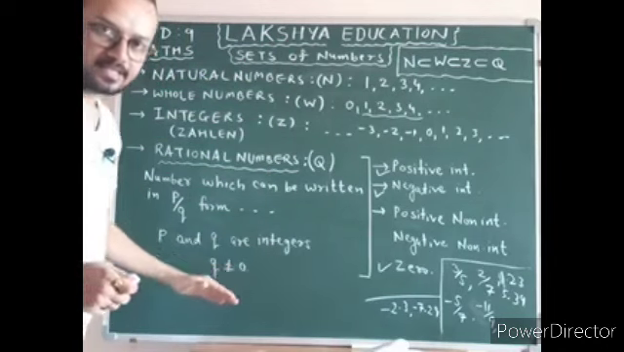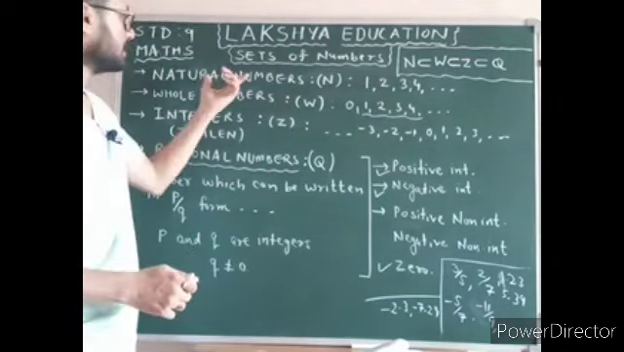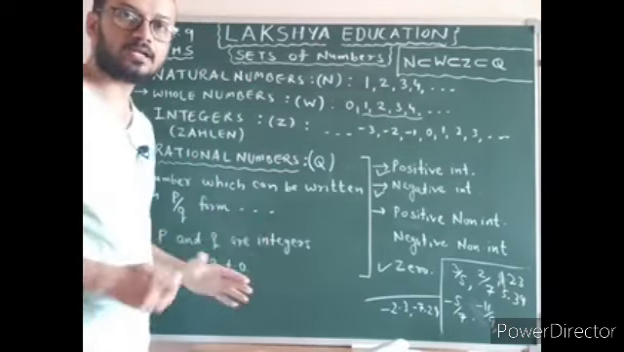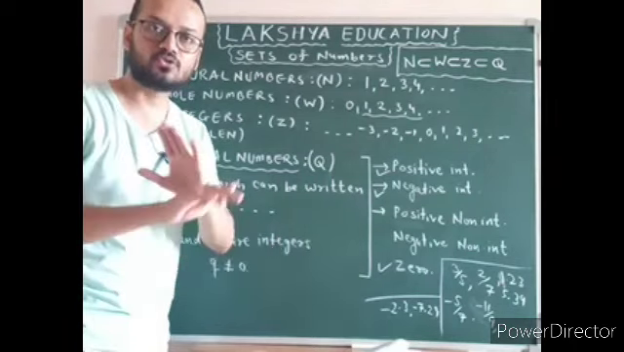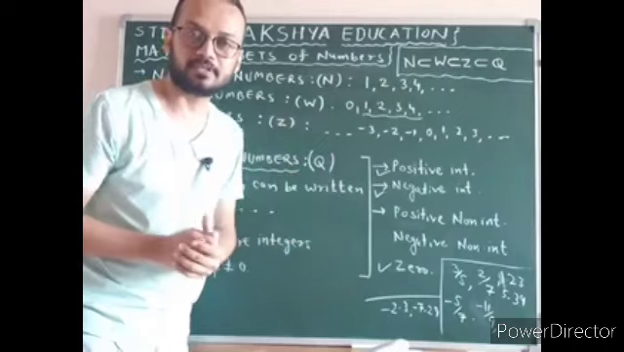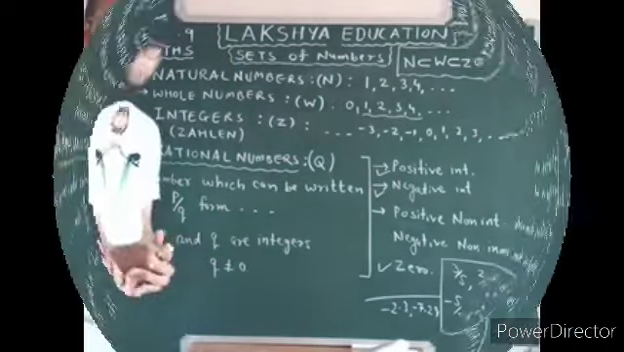Among these sets, the largest set is the set of rational numbers and the smallest set is the set of natural numbers. But remember one thing, all these sets are infinite sets. There is no end to any of these sets. All the numbers can go up to infinity. So this is the information about all these numbers.